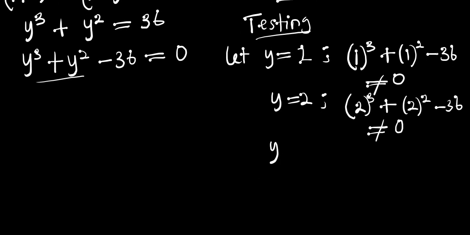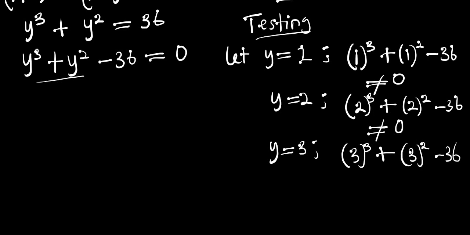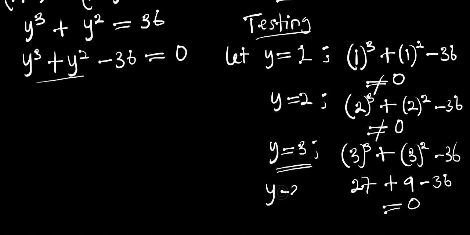When y is equal to 3, we are going to have 3 power 3 plus we have 3 power 2 minus 36, and 3 power 3 is 27, plus 9, minus 36, and this is equal to 0. That means this is a valid solution. So we can convert it to y minus 3 equals 0. If y equals 3, that means y minus 3 equals 0. So now we have gotten one of the factors to this particular equation.